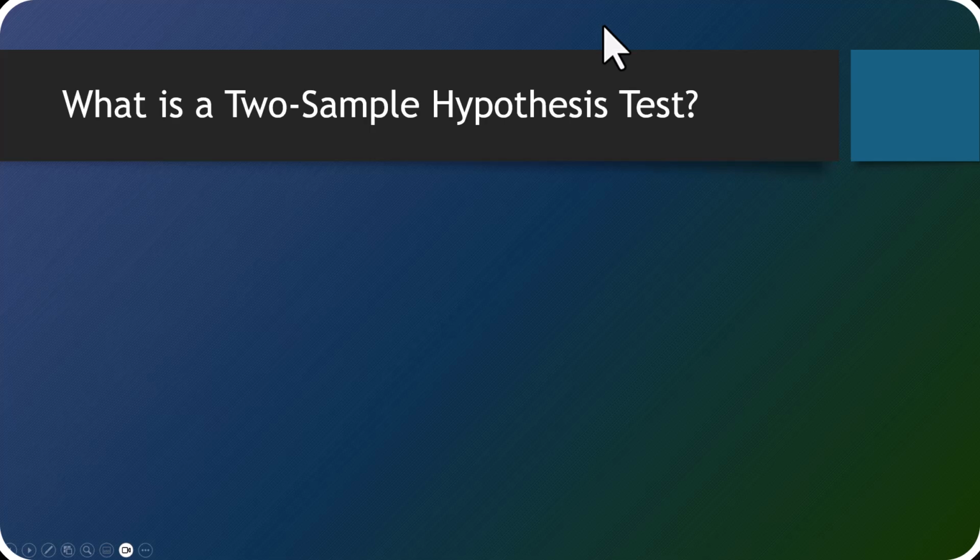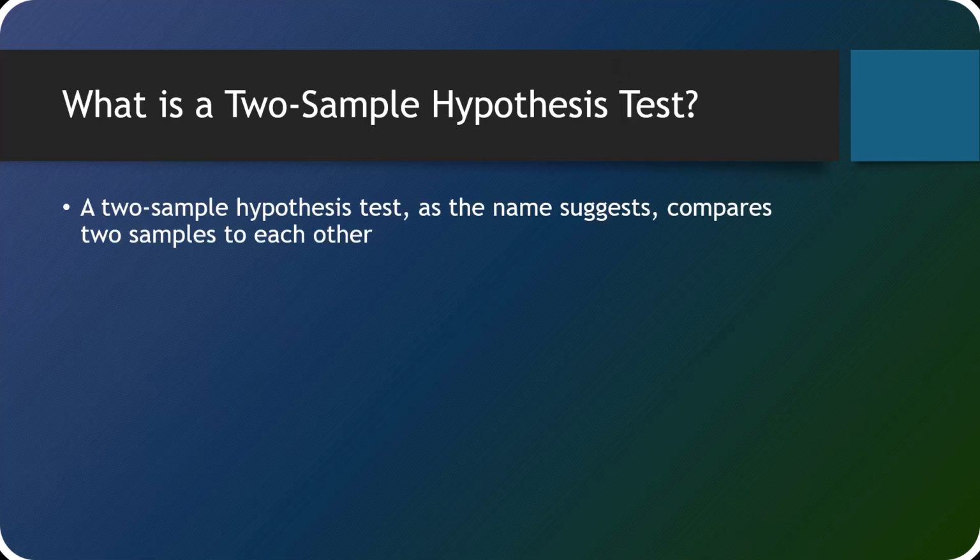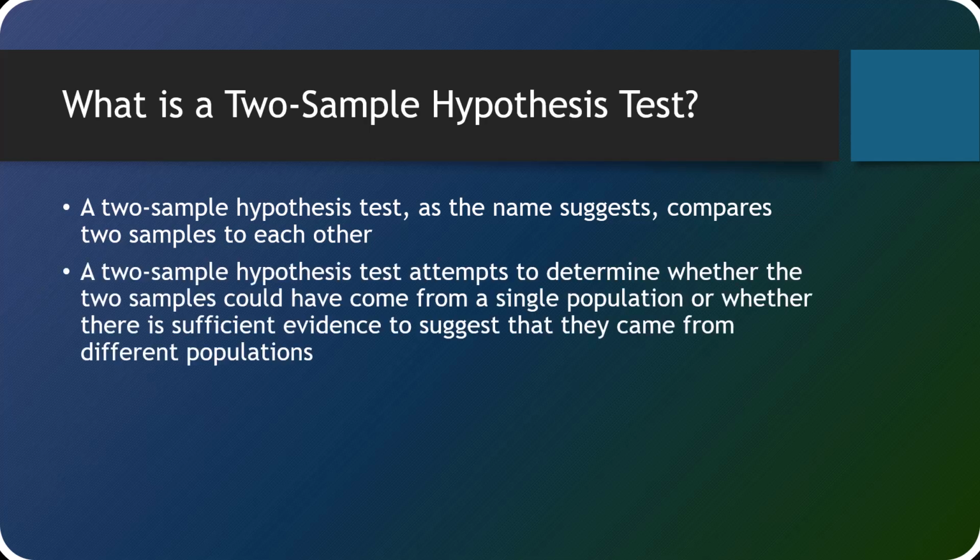What is a two-sample hypothesis test? A two-sample hypothesis test, as the name suggests, compares two samples to each other. A two-sample hypothesis test attempts to determine whether the two samples could have come from a single population or whether there is sufficient evidence to suggest that they came from different populations.